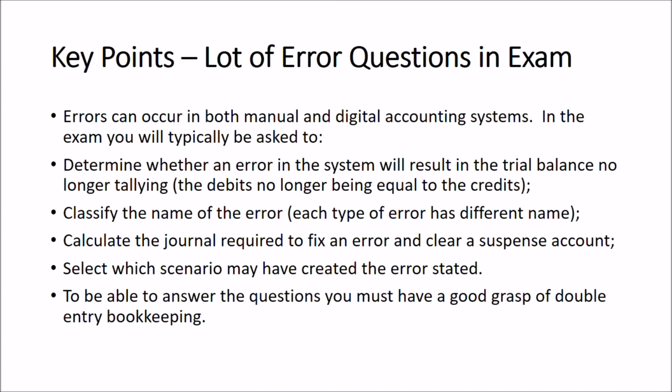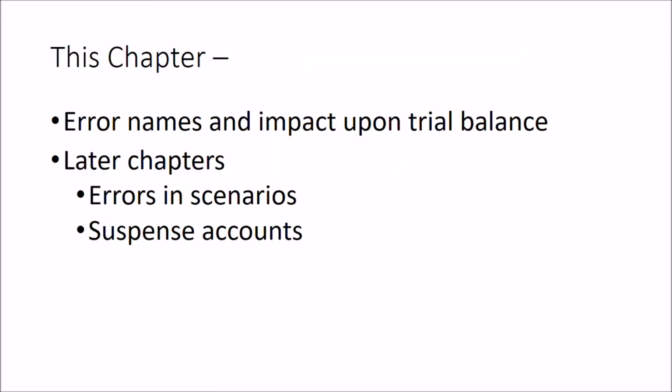So we've got lots of error questions in the exam. It's going to take up 30 to 40% of the marks, so we've got a lot going on. So I'm going to do this over 3 chapters. In this chapter, I'm going to do the error names and the impacts on the trial balance parts of the error questions. In later chapters, I'm going to do the scenarios ones and suspense accounts in the journal.